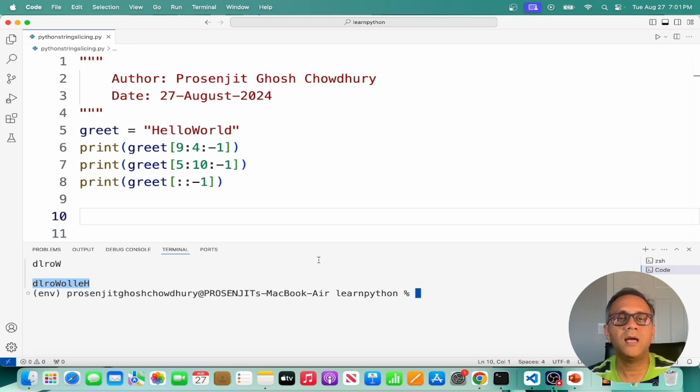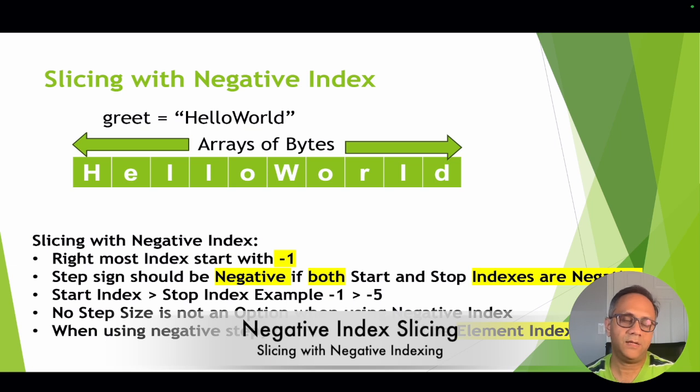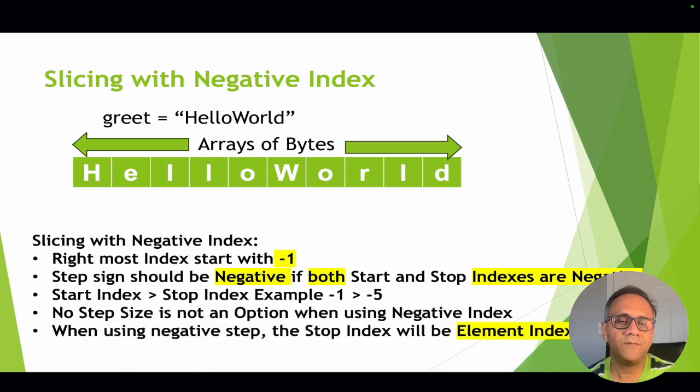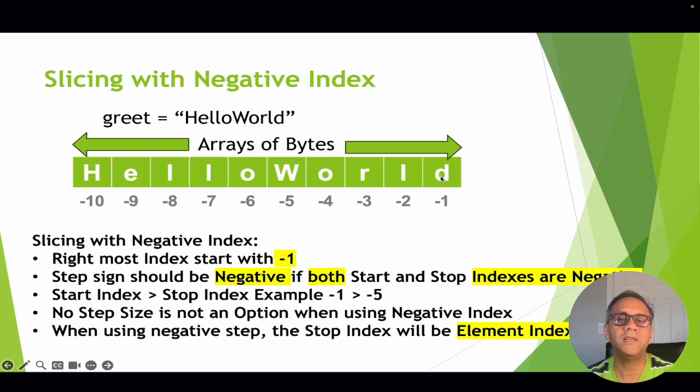Now we'll see the use cases when we do the slicing with the negative indexing. The slicing with negative index is very interesting. There are a few things we need to keep in mind. The rightmost index always starts with -1. You remember we already looked into the index, that when you use the negative index, it starts from right to left, and the rightmost index starts with -1. So that is the first one. Next, the step sign should be negative if both start and stop index are negative. We'll see this in the example. Otherwise, you will not be able to get the substring from there.